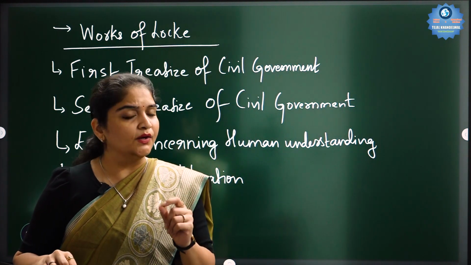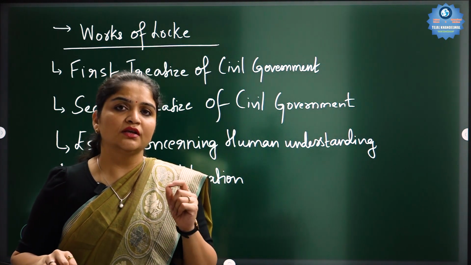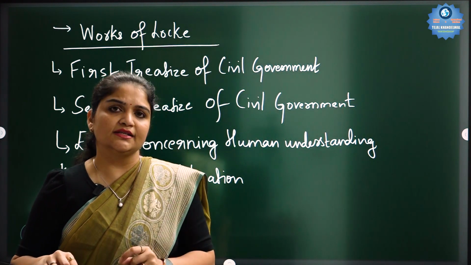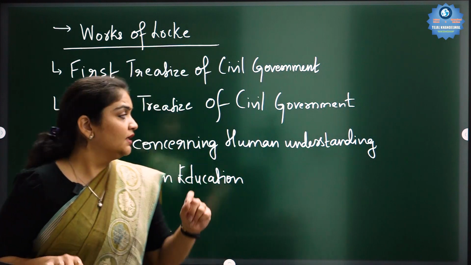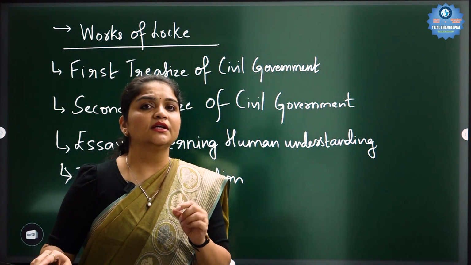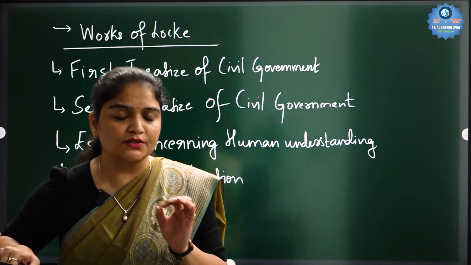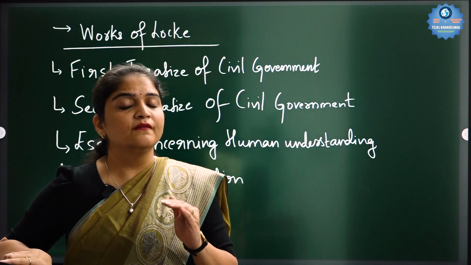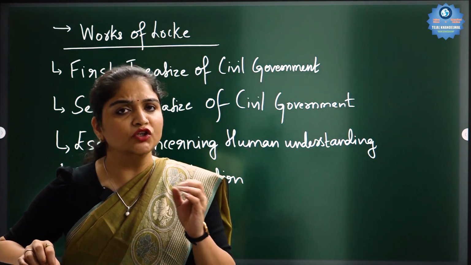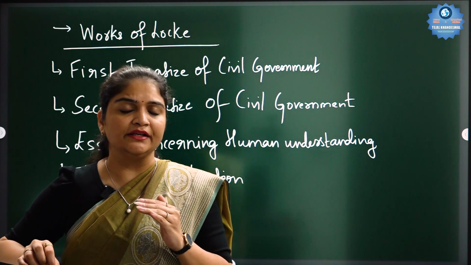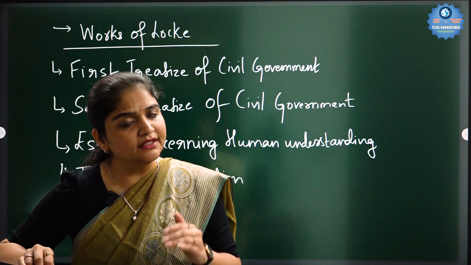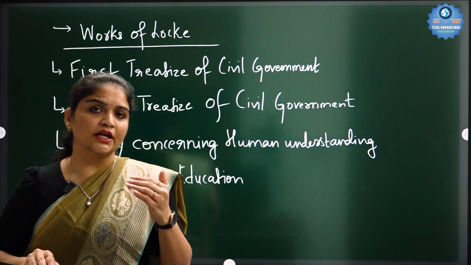Here he talks about the social contract and differs from Hobbes on the state of nature as well as the social contract. In An Essay Concerning Human Understanding, he talks about the experiential basis of knowledge, which means he lays an empirical basis of knowledge and does not believe in innate ideas as the basis of knowledge. The other is his thoughts on education.